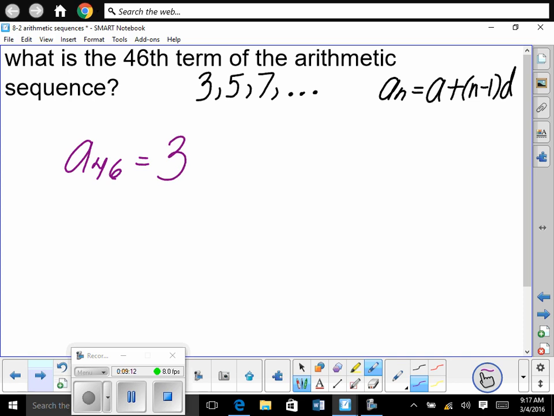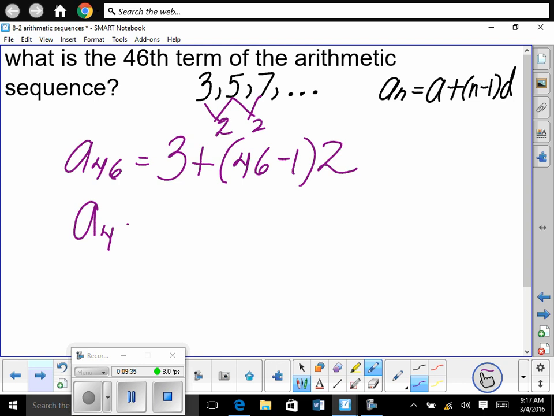3. The first term plus n minus 1. Our n is 46 minus 1, and then our d is our common difference. 5 minus 3, 7 minus 5. 2. So our difference is 2. Type it in. 3 plus 46 minus 1, or you could say 45 times 2. 93. So term 46 is 93.